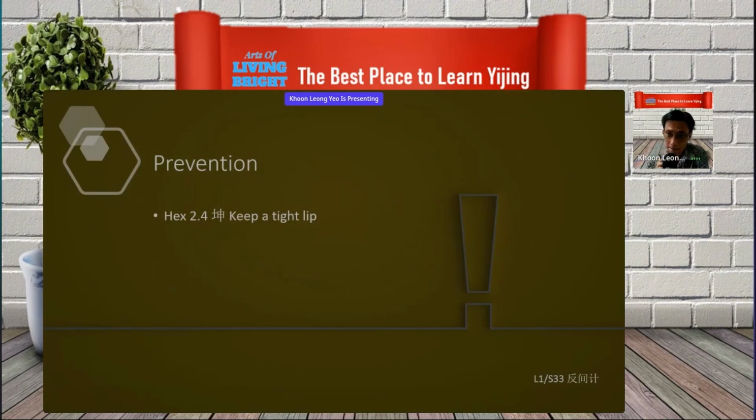How to prevent? How to prevent is you can always look back at hexagram 2.4. 2.4 means Kun Kua, hexagram 2, line number 4. Line number 4 says keep a tight lip. Can anybody remember what it means by keep a tight lip? Type something in the chat box if you can remember what we talked about in 2.4.